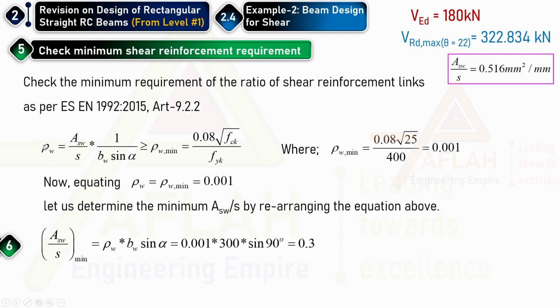This will be equal to rho times BW times sine of alpha, where alpha is the angle of the stirrup with the longitudinal axis of the beam. Stirrups will be vertical, longitudinal axis of the beam will be horizontal. So sine 90 will be 1. So here I have this much 0.3 ASW by S minimum. Now this minimum is less than the one we have calculated here. So I can continue with this one. So this is the minimum requirement.